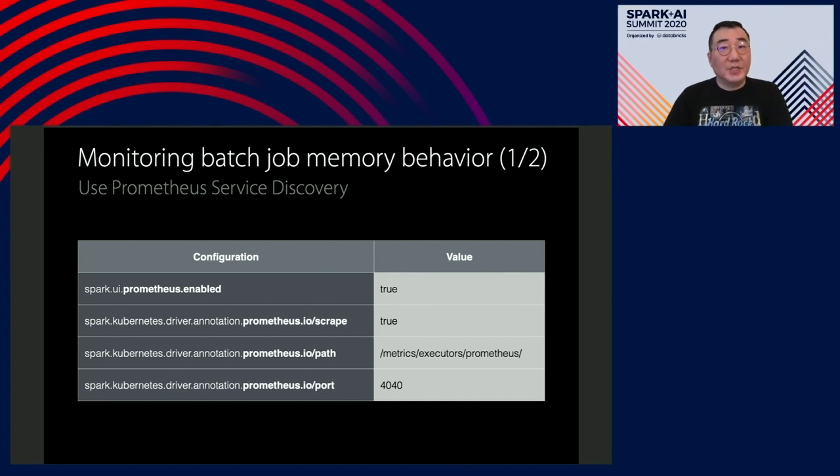Let's start with batch job monitoring. What we need is only 4 configurations. One is spark.ui.prometheus.enabled, as described so far, and the other 3 are just annotations to inform Prometheus to discover this endpoint. Prometheus expects these 3 annotations: scrape, path, port. You can give a proper value for the Spark endpoint you want to expose. This is how to use Prometheus service discovery. If you install Prometheus with Helm, it works out of the box in this way.